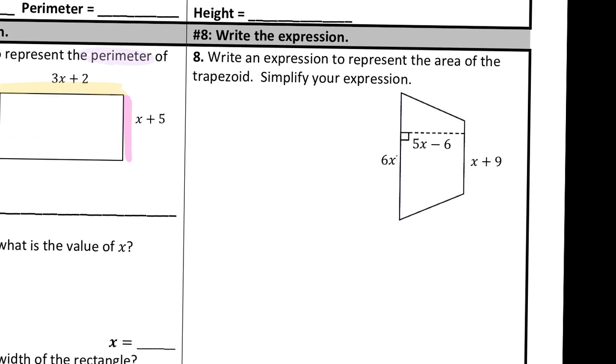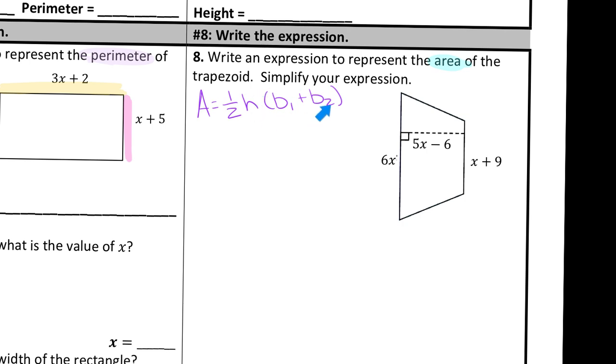All right, number 8, we're writing an expression to represent the area of this trapezoid. So we need to use our trapezoid area formula, which is area is 1/2 times the height times base 1 plus base 2. Remember that bases are parallel to each other and they're not the same length on a trapezoid, and the height connects them at 90 degrees.